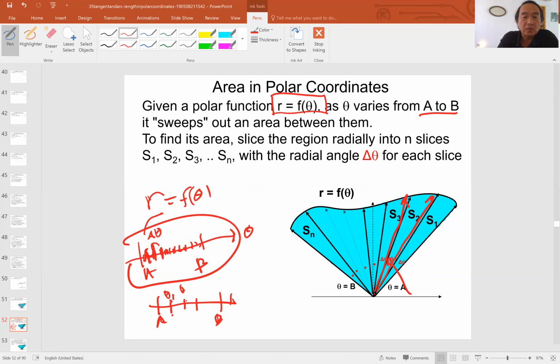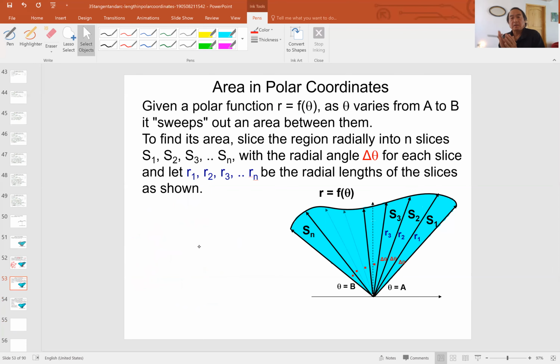In other words, each one of these partitions cuts the fan shape into slivers. For every delta theta you increase, you slice off a sliver of area. Okay, now how big is that one area?